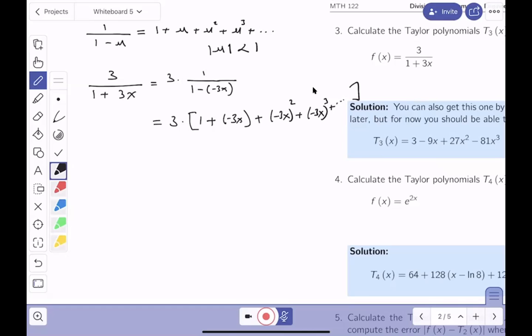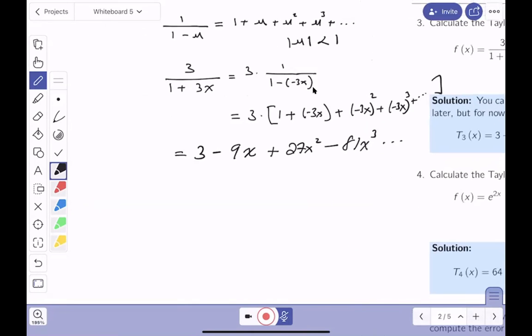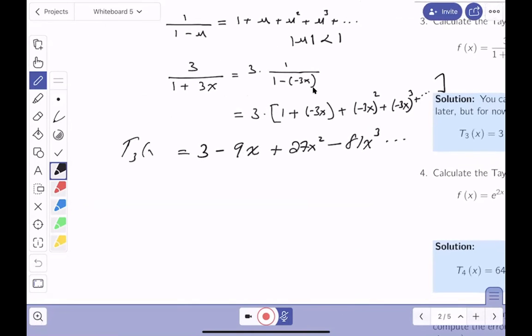All right. I'm going to simplify it. And again, this is not what they asked me to do, by the way, but it's something you could probably do and get the same answer, hopefully, right? So you get 3 minus 9x plus, well, that would be 27x squared minus, what do you get there? 81, right? X cubed. And this goes on forever. All right. And what is this over here? This is actually T3. Third degree. Let me erase the dots there.